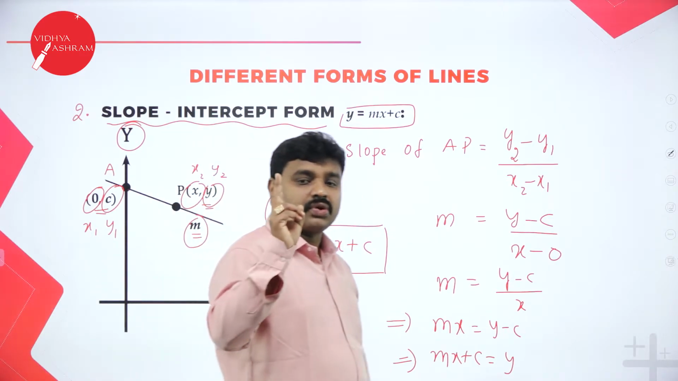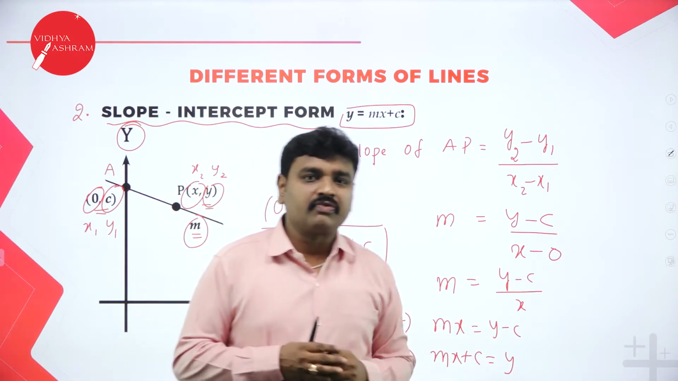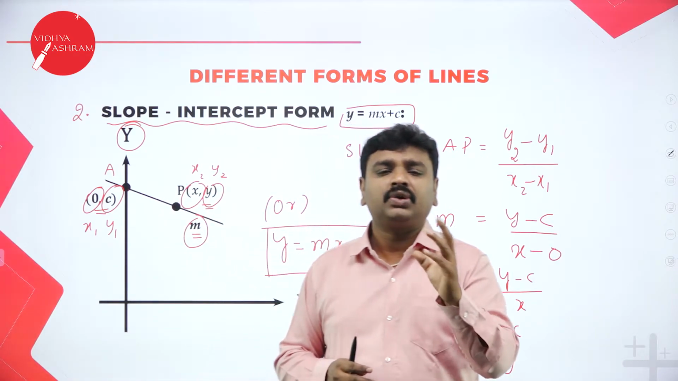So now two forms you have learned. What is the first form I taught you? Point slope form. What is point slope form? y minus y1 is equal to m into x minus x1.